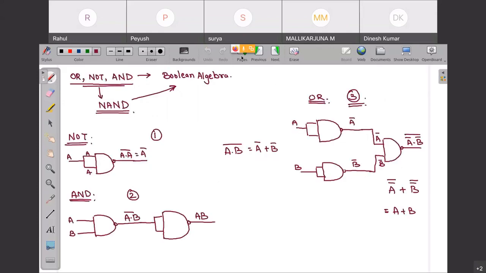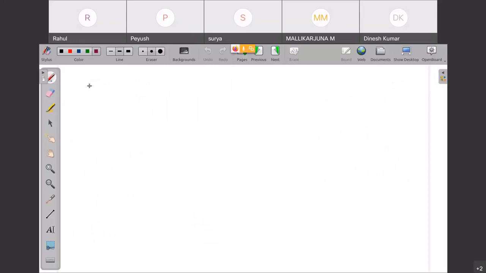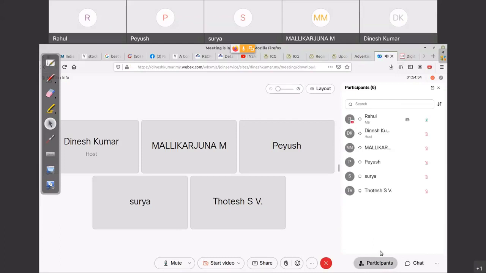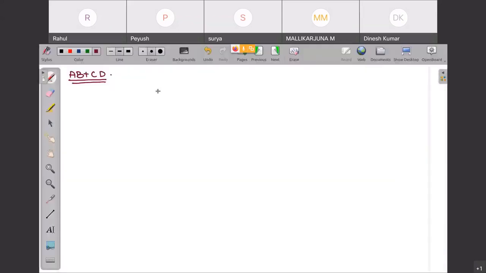Okay. So one thing I want to tell you people, see, for such kind of structure, AB plus CD, how many of you are left? Only 4 people. So after this concept, we are going to wind up the session. With this kind of structure, how many NAND gates do we require? So this is very important.